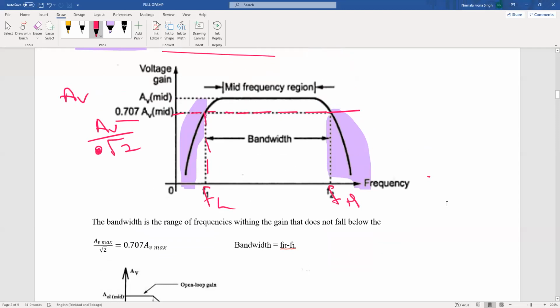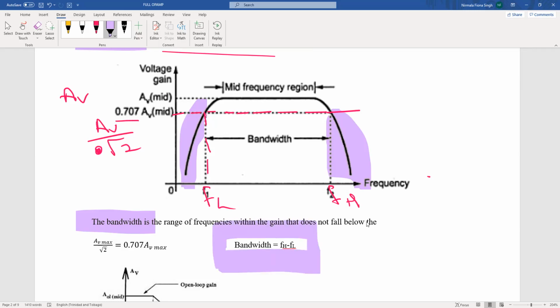Bandwidth is the range of frequencies. This is the term you have to learn here. Bandwidth is the range of frequencies within which the gain does not fall below your root mean gain. And your root mean gain is simply your maximum gain divided by root of 2. And how do we calculate bandwidth? You find out what FL is, you find out what FH is, and you take the difference between the two values.